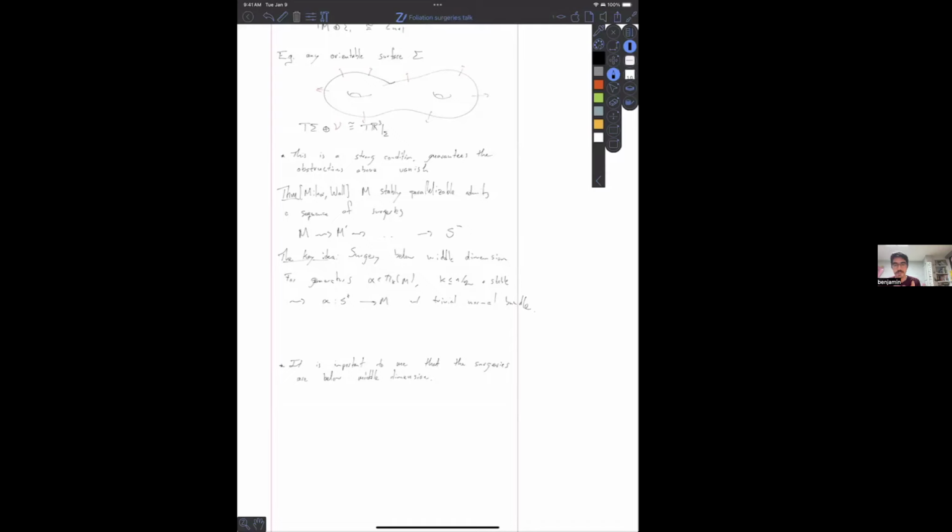And luckily, I mentioned this to Sam, the application I have in mind is in dimensions 5 and higher. So you have the more classical 50s or 60s version of the Poincare conjecture. Does that answer your question? Yes, it does. Okay, thank you. So yeah, it's important to me that these surgeries are below middle dimension. So I want that to be the case.